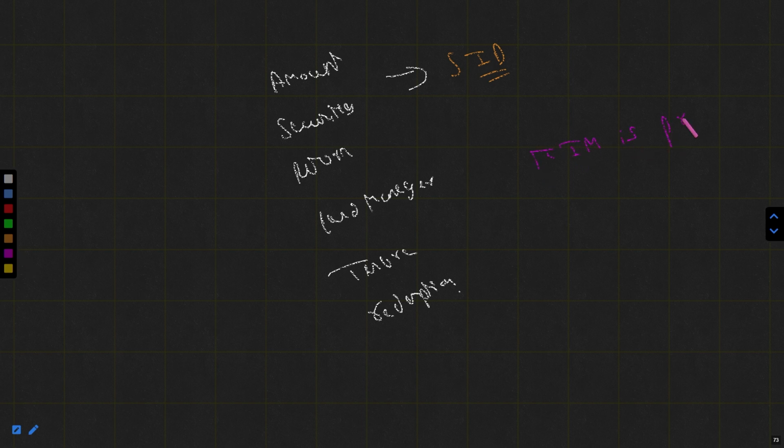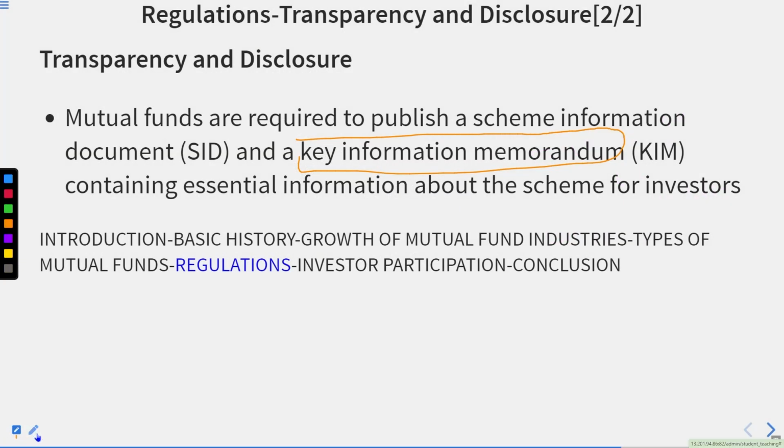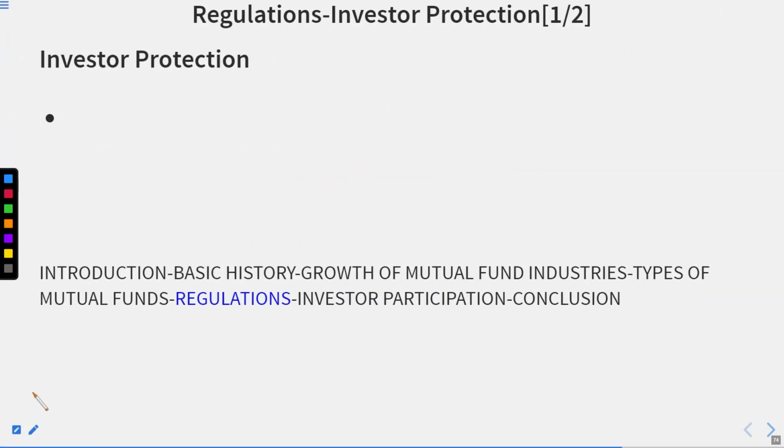KIM is the precise, or you can say consolidated, form of SID. Where SID contains the detailed information, the KIM is the consolidated form, or you can say the precise information. KIM is issued when the person becomes agreed to by the investor.